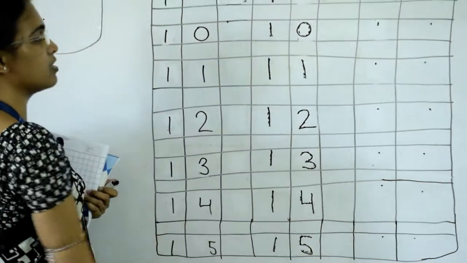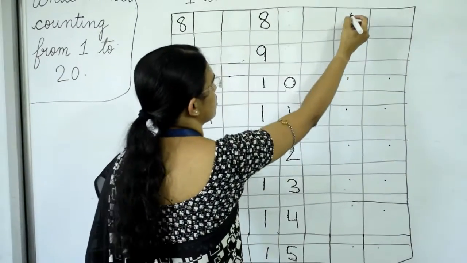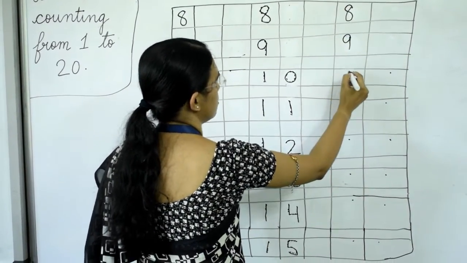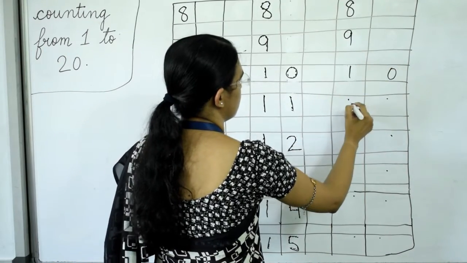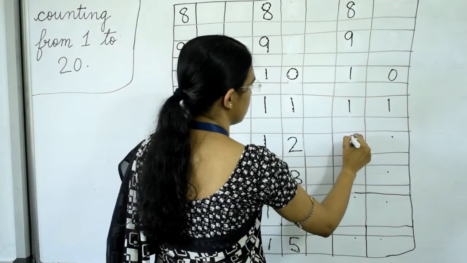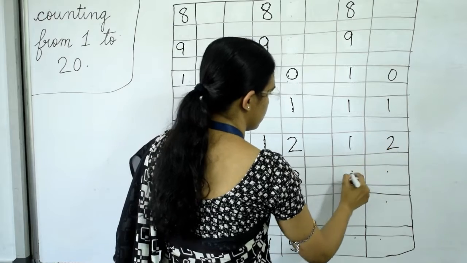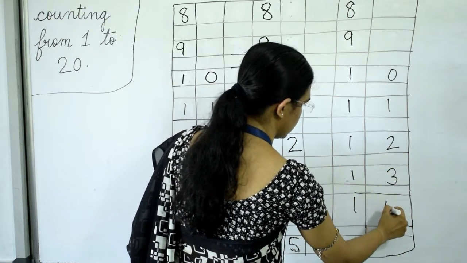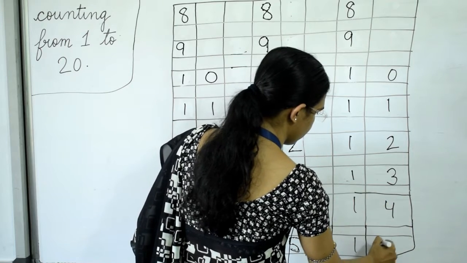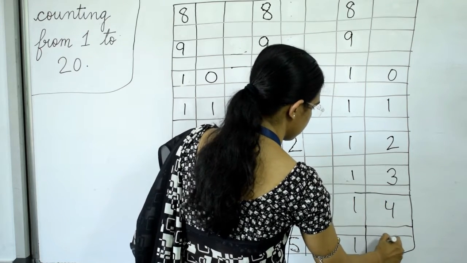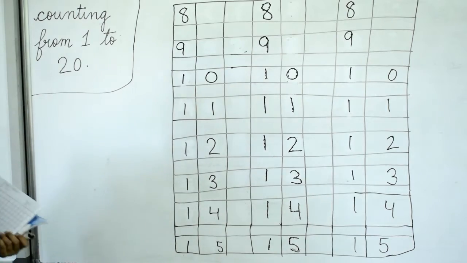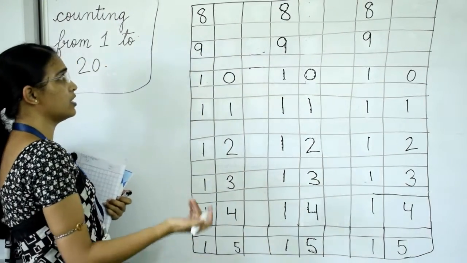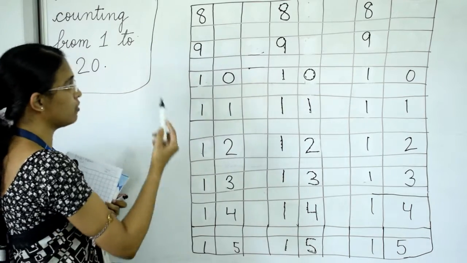Now after tracing these numbers you have to write it by yourself. So first write 8, then 9, then 1 0 10, 1 1 11, 1 2 12, 1 3 13, 1 4 14, and 1 5 15. Now after completing up to 15, on the next page you have to start from 16.